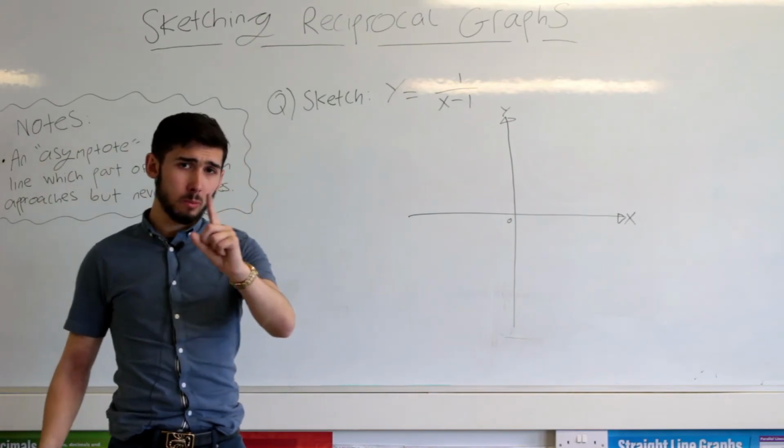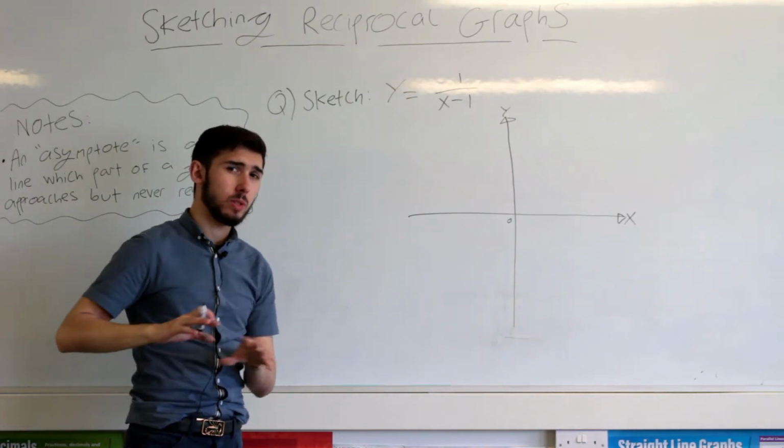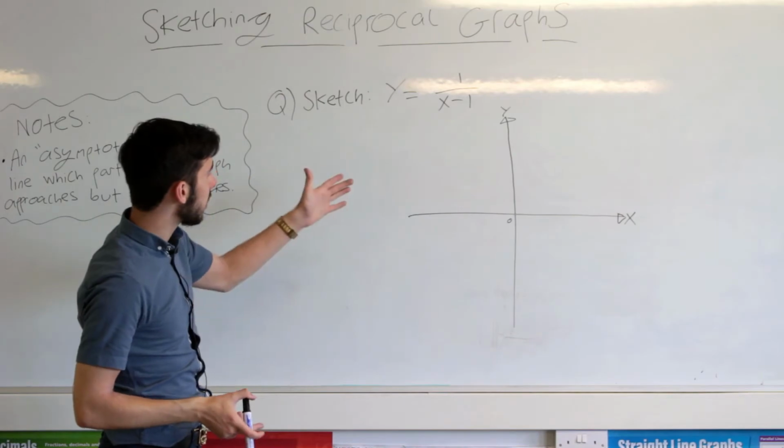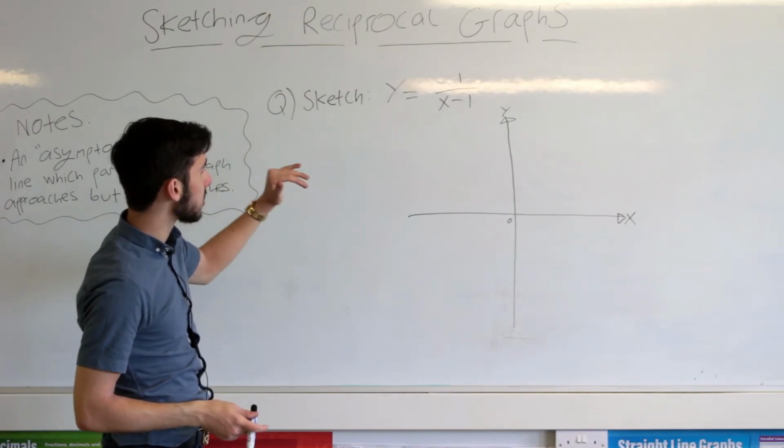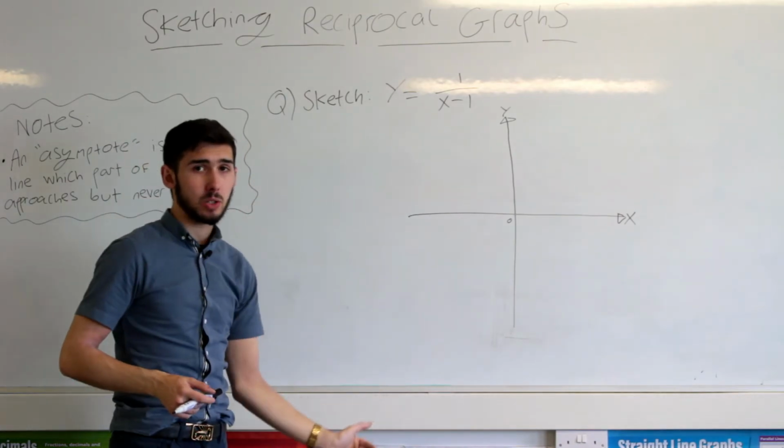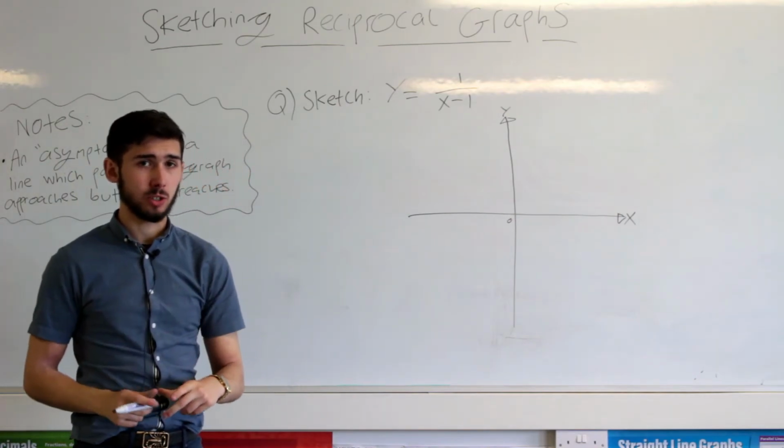Okay, so we're going to look at one more graph in this video, and then we're going to split this up into 2 parts, I think. But this is going to be the sketching of the graph y equals 1 over x minus 1. This is where things change, okay?